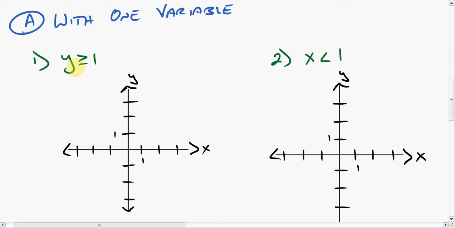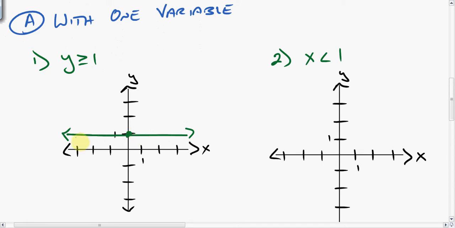Right, so in number 1 we see y is greater than or equal to 1. What variable is given to us? Y. So I'm going to plot this point on the y-axis. So I see 1. So I'm going to plot 1 on my y-axis, and I'm going to draw a line that's perpendicular to that axis. So it's going to cut right through that point at y equals 1.